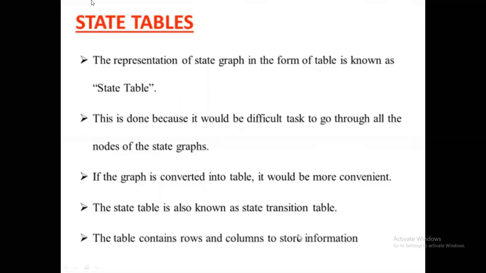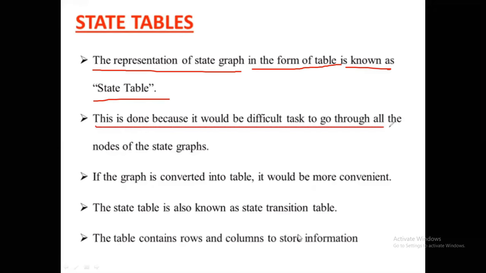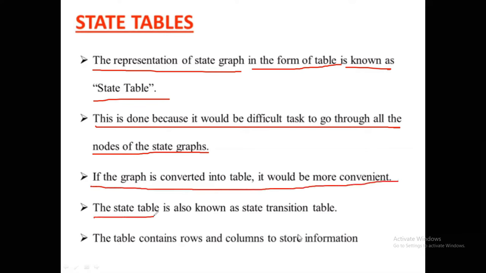That means the representation of the state graph in the form of a table is known as a state table. This is done because it would be a difficult task to go through all the nodes of the state graph. If the graph is converted into a table, it would be more convenient. The state table is also known as a state transition table. The table contains rows and columns to store information.